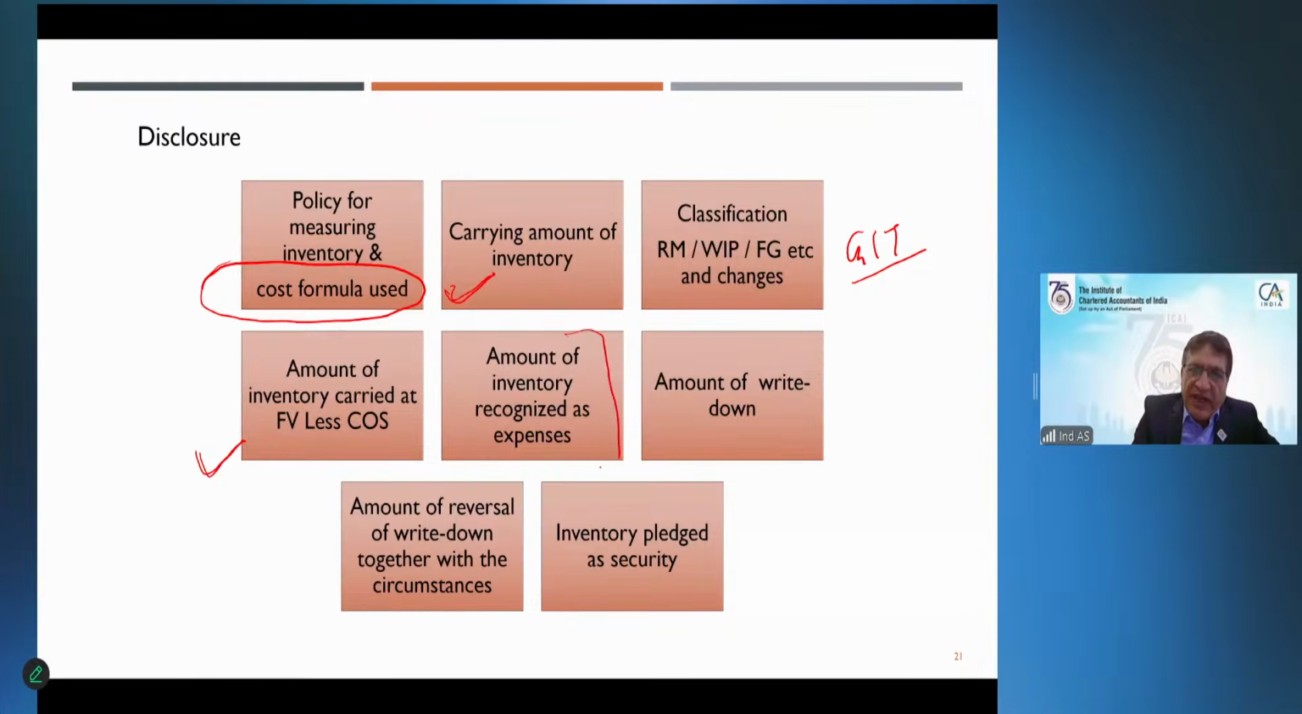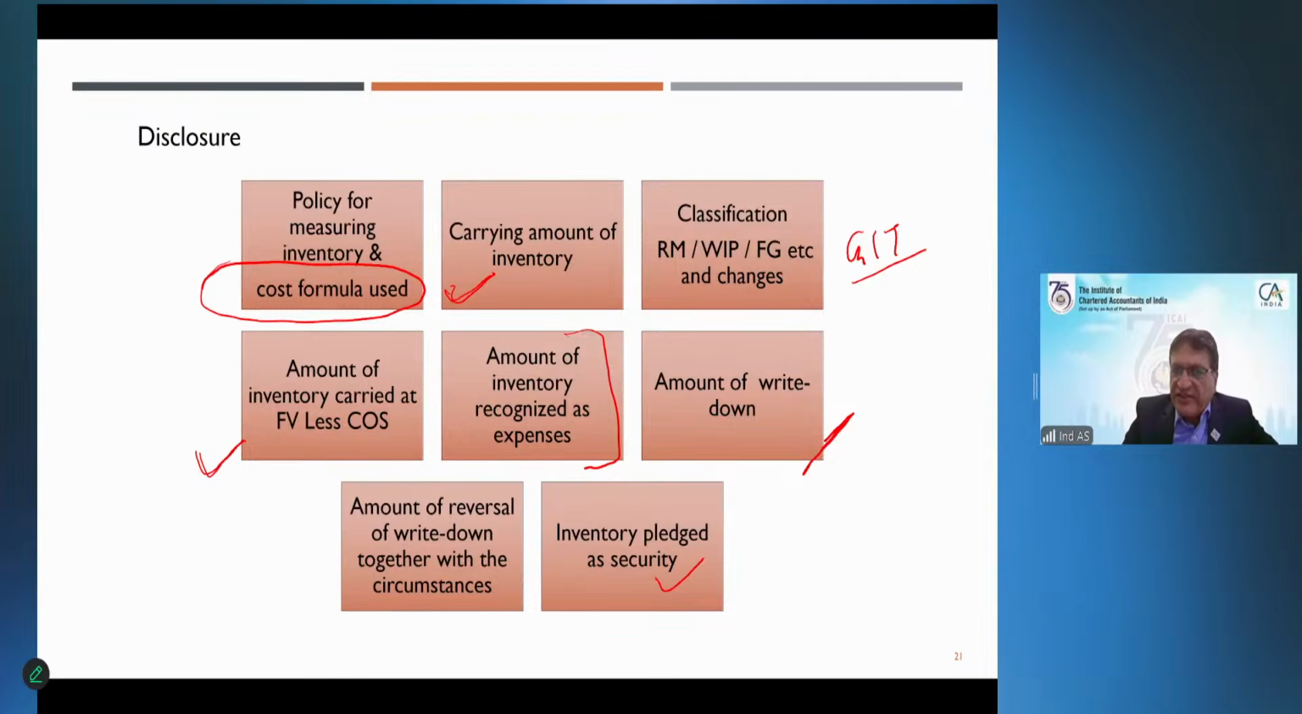Amount of inventory recognized as expense. This connotes the item that is changes in inventory. So that is the amount of expenses that is recognized, and it is separately also disclosed. If there is a write down, we have to disclose it.